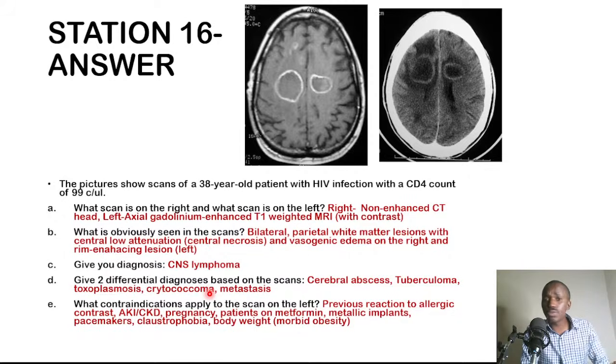If they have a pacemaker, don't do an MRI. Claustrophobia is more of a relative contraindication. In some cases, you may actually sedate the patient a bit to help calm their anxiety. And of course, if they are obese, because there's a weight limit for the MRI scans.